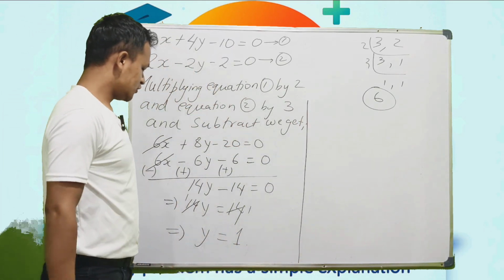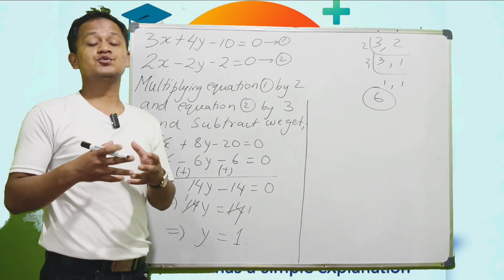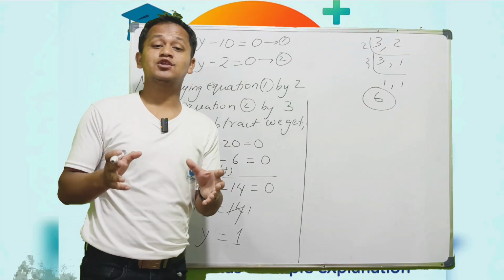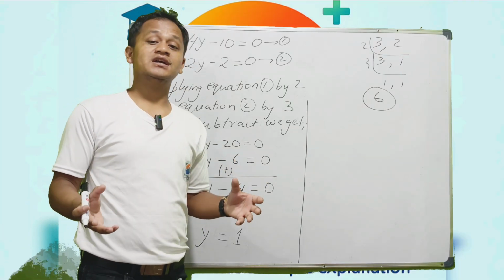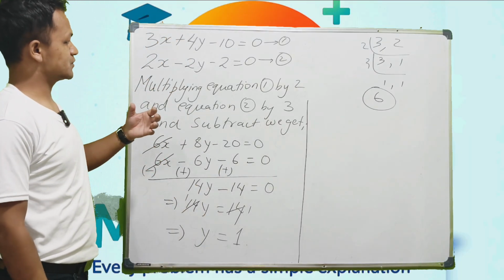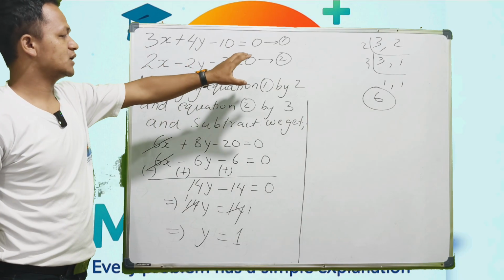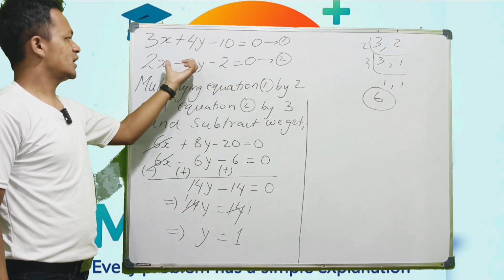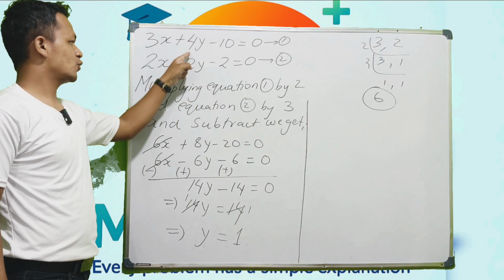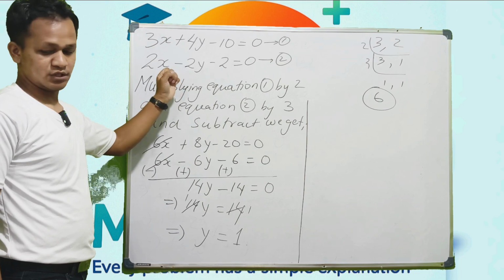In order to find the value of x, we have to eliminate y. In the same way, we have to make the coefficient of y equal in equation 1 and equation 2. If you look at equation 1, the coefficient of y is 4, and in equation 2 the coefficient of y is 2. If we only multiply equation 2 by 2, then we get 4, which equals the coefficient of y in equation 1. So let us do that.